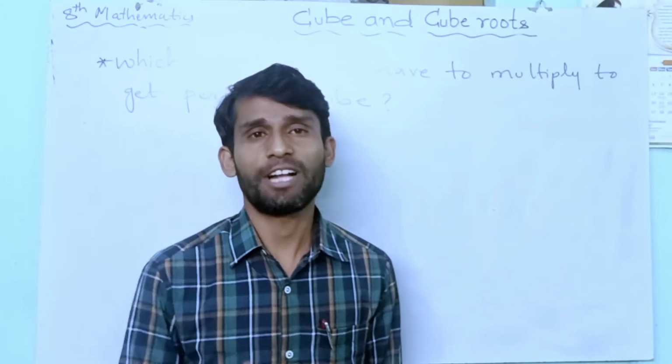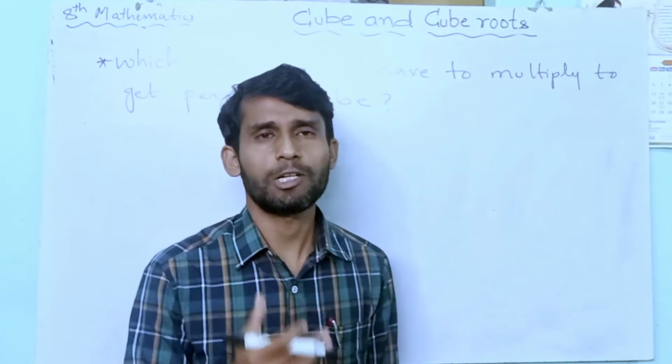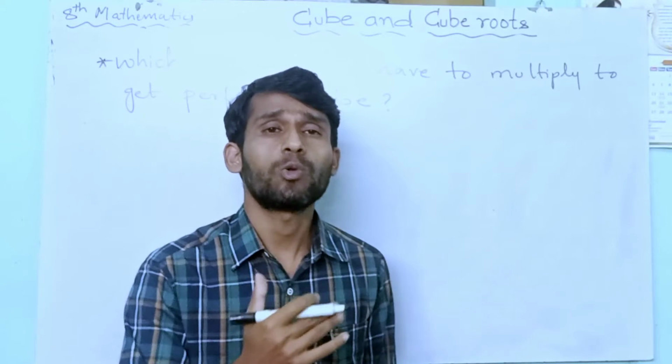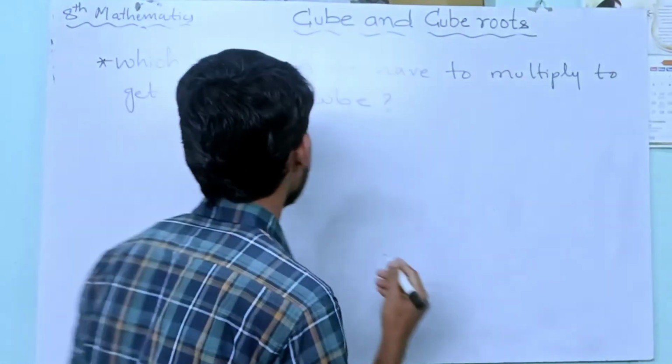Okay, we have to find that here. Dear students, see, I am showing how we can find out which number we have to multiply when any number is given. Let us see an example here.